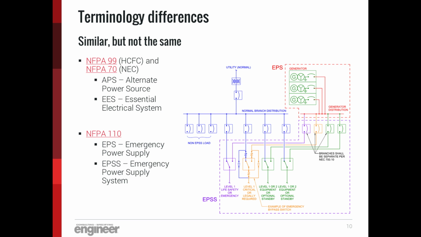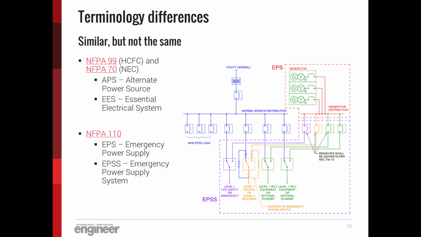The emergency power supply system, on the other hand, is not the same as the essential electrical system. The essential electrical system starts at the generators up in the NFPA 99 and NFPA 70, and goes all the way downstream to the load. With the emergency power supply system, and this is the NFPA 110 description, it starts at the generator, whatever makes the generator run, and goes all the way downstream to the load terminals of the transfer device, which in the vast majority of cases is the transfer switch.